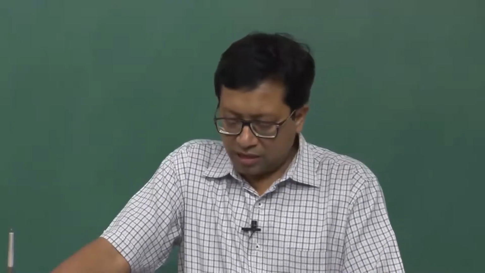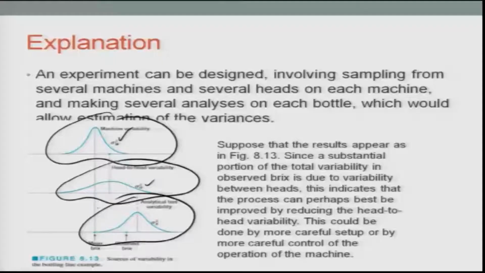Continuing that, suppose that the results appear as given in the figure. Since a substantial portion of the total observed variability is due to the variability between the heads, this indicates the process can perhaps best be improved by reducing the head to head variability, and we will take corrective actions accordingly. This could be done by more careful setup or by more careful control of the operations of the machine.